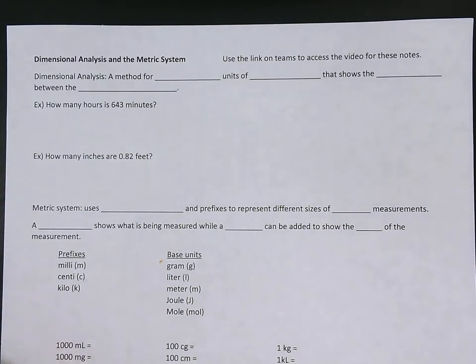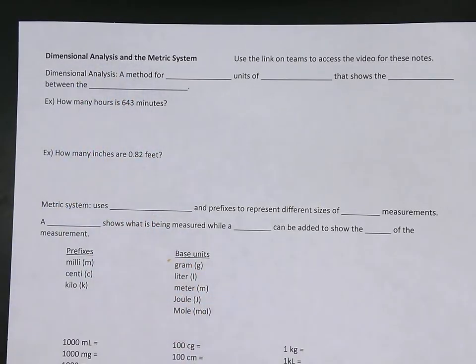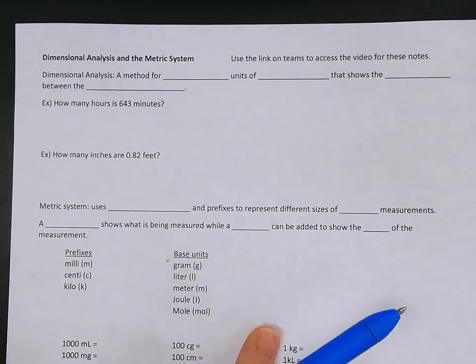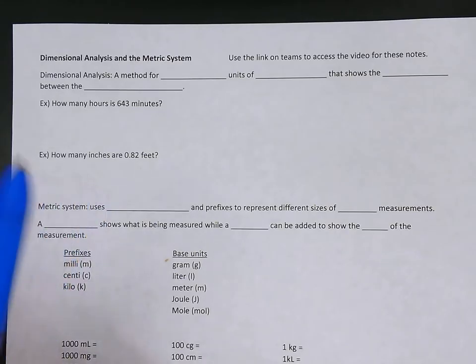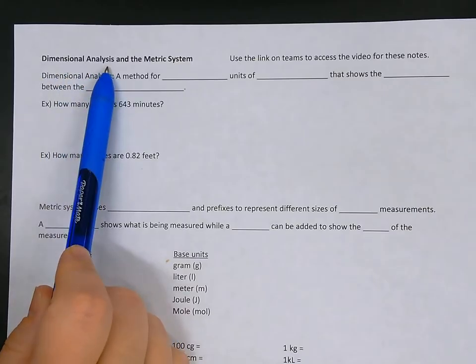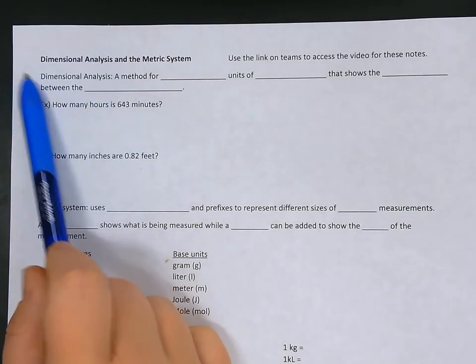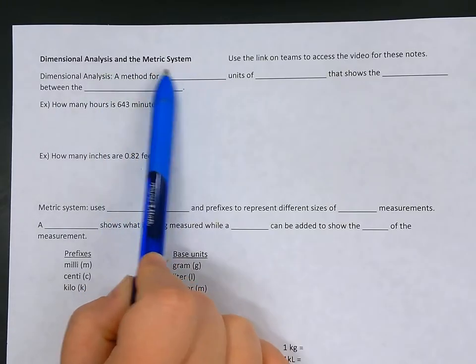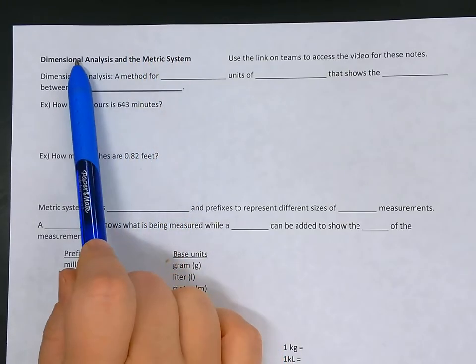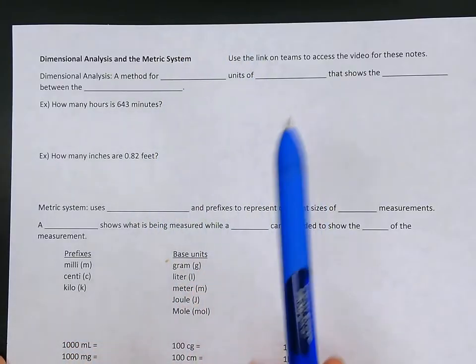Hello everyone. Today we are going to look at dimensional analysis and the metric system. We're going to be discussing two different things, but combining them together. We're going to first look at dimensional analysis as a method of how to approach problems, and then the metric system, what it is, and then how we use dimensional analysis with it.